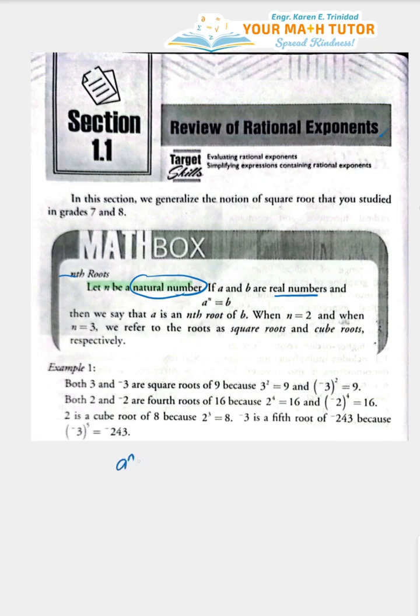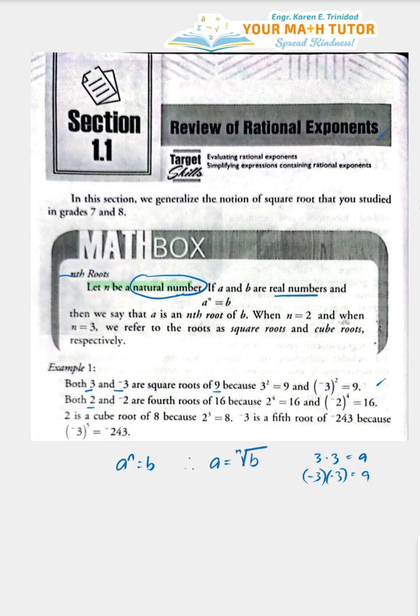So when a to the n is equal to b, then we can also say that a is equal to the nth root of b. For example, both 3 and negative 3 are square roots of 9 because 3 squared, that's 3 times 3, is equal to 9, and negative 3 squared, that's negative 3 times negative 3, is also equal to 9.